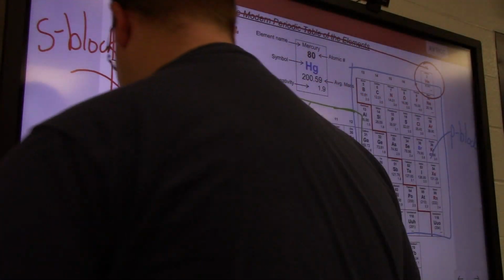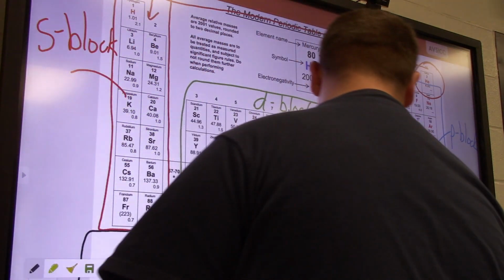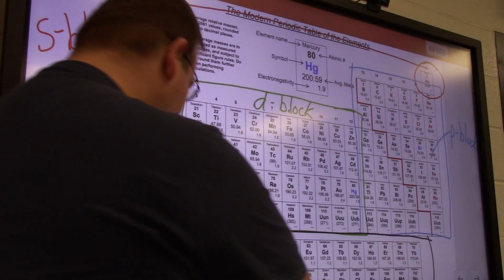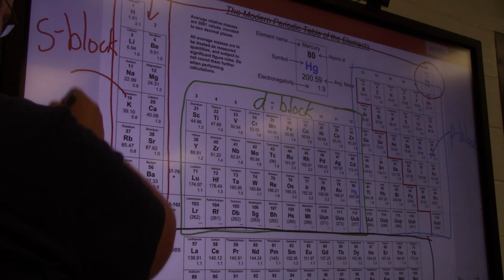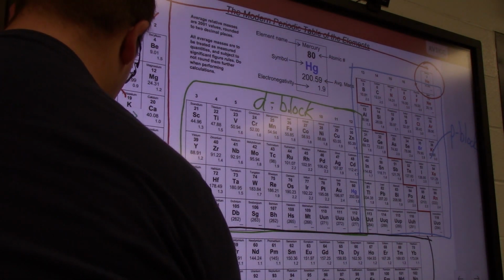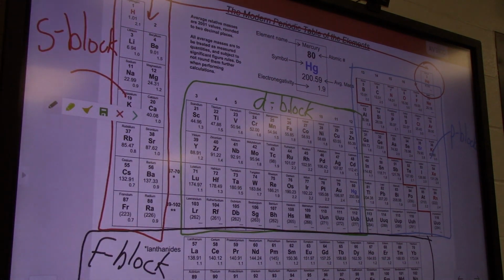Favorite block? I like S block. I'm a P block type of guy. Down here at the bottom is the one that everybody forgets. I'm a D block dog. Lanthanides and actinides are at the very bottom. They have a very special name. This is F block. Do not forget about F block.